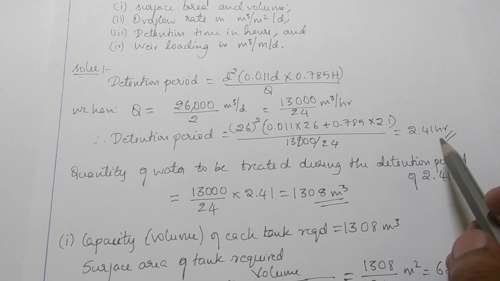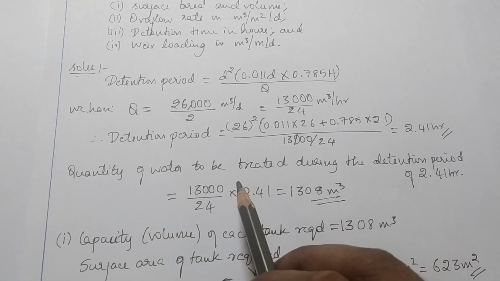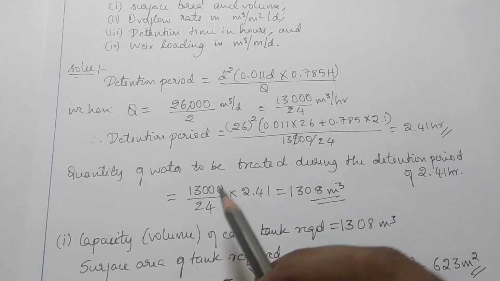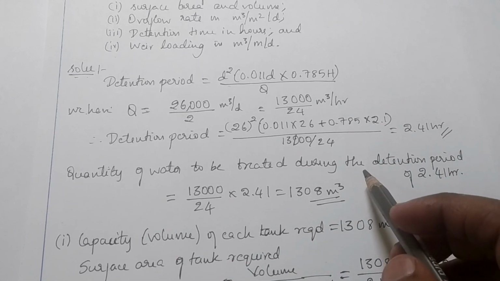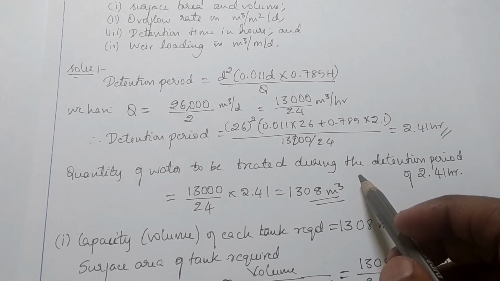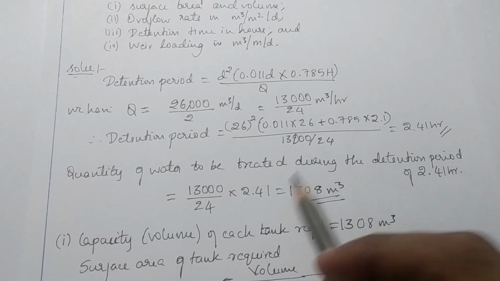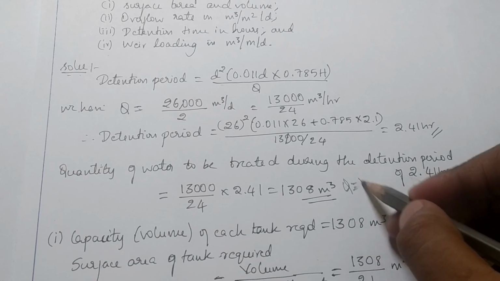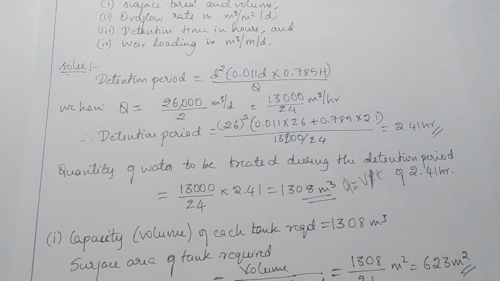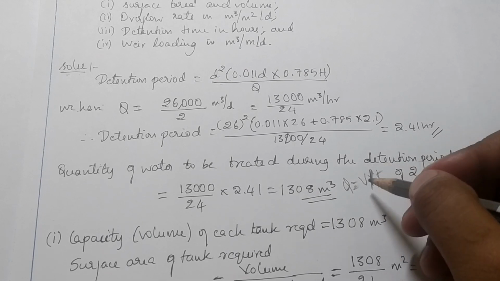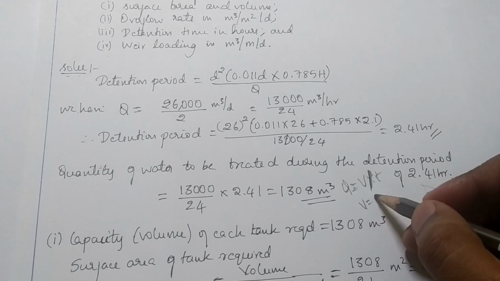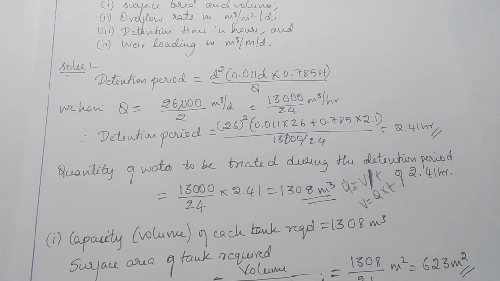So we know the detention period. In order to calculate the capacity of the tank, it is the quantity of water to be treated during the detention period. So we know Q is equal to volume by T. Discharge is equal to volume by time. So in order to find out the volume, you need to cross multiply. Volume is equal to discharge into detention time.